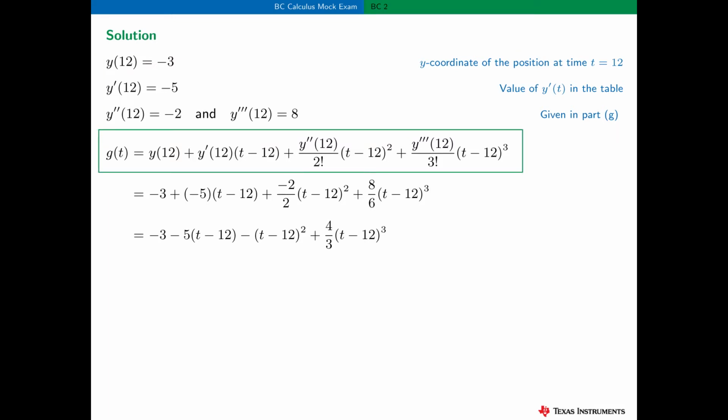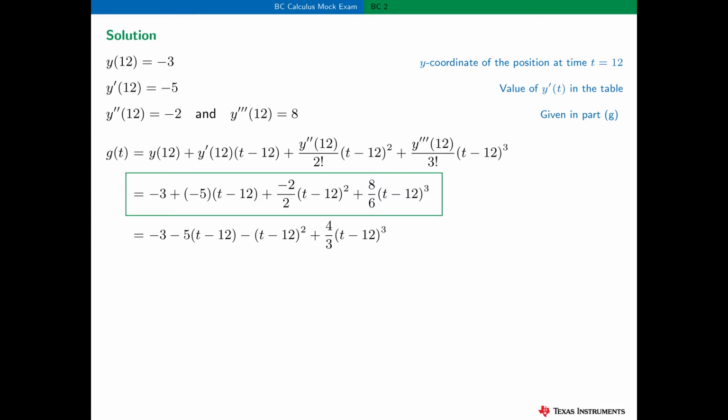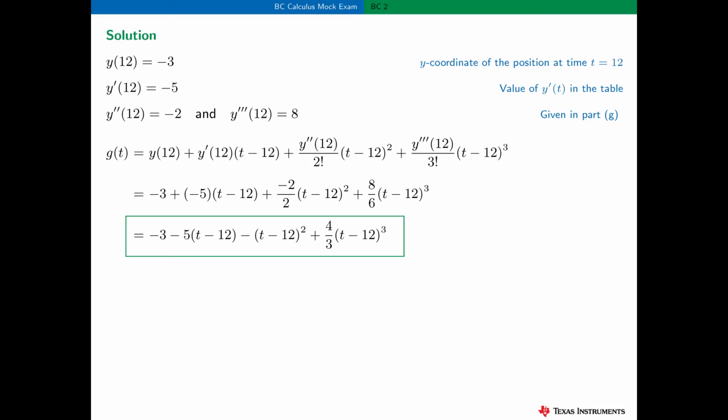Now we've got all the pieces, let's put the Taylor polynomial together. And I'll name this third-degree Taylor polynomial g of t. The student can use just about any name, except they do have to be careful using y of t and an equal sign. Here's the form of the third-degree Taylor polynomial of the function y centered at 12, using the independent variable t. In this step, I used all of the known values. And then finally, I simplified just a little.